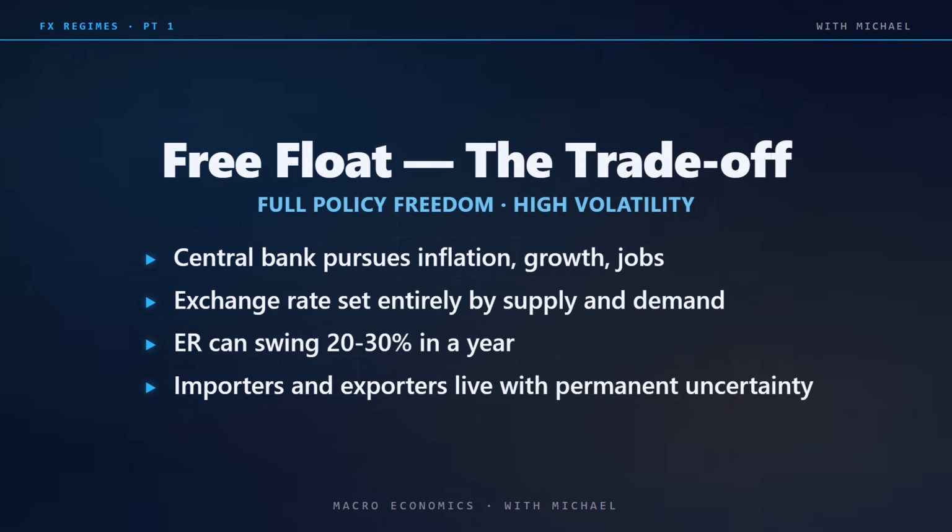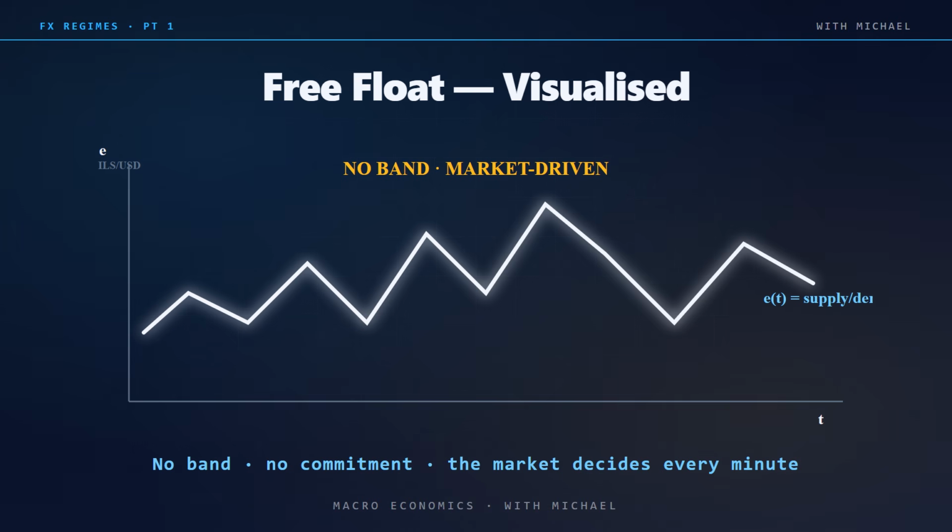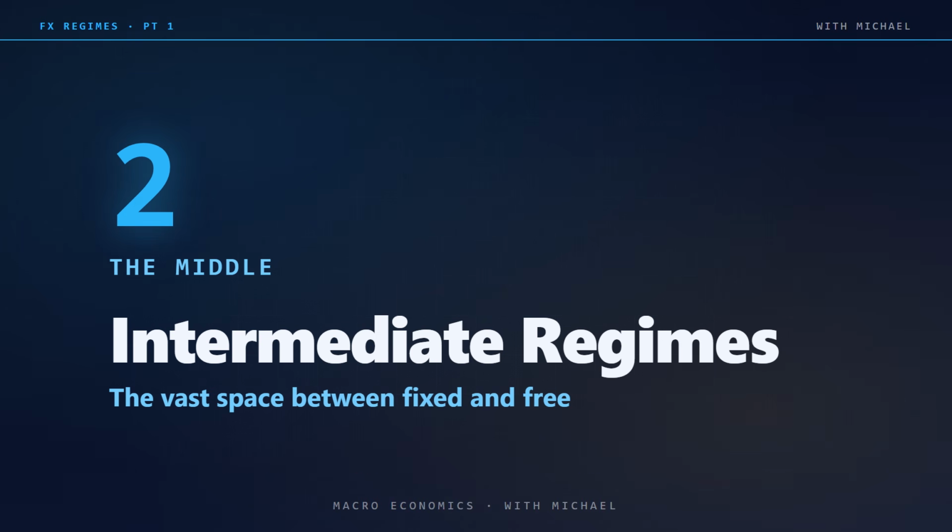In between these 2 extremes lies a vast middle ground. Crawling pegs, where the rate moves slowly along a predetermined path. Horizontal flotation bands, where the rate can move within a fixed range. Diagonal flotation bands, where the band itself moves over time. Managed floats, where the central bank intervenes occasionally but does not commit to any specific rate. Each of these intermediate regimes is an attempt to capture some of the predictability of fixed rates while preserving some of the policy flexibility of floats.